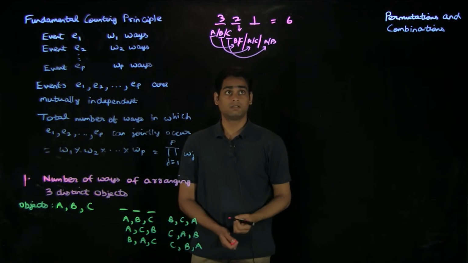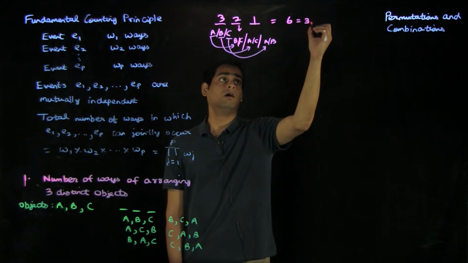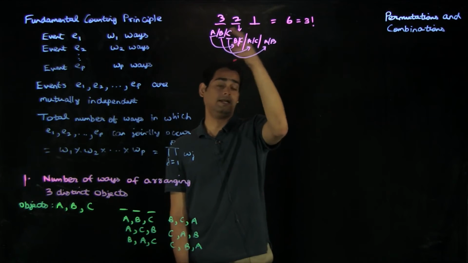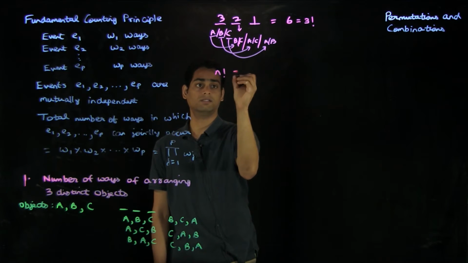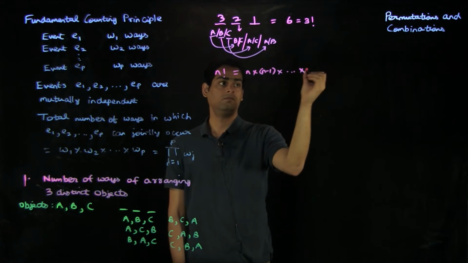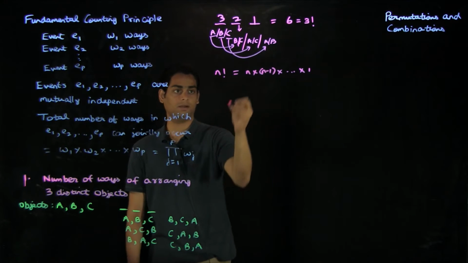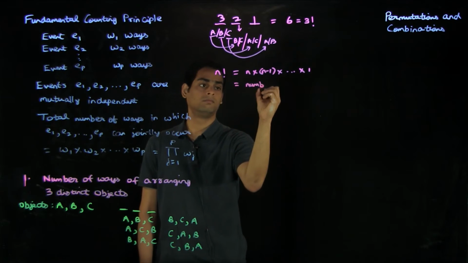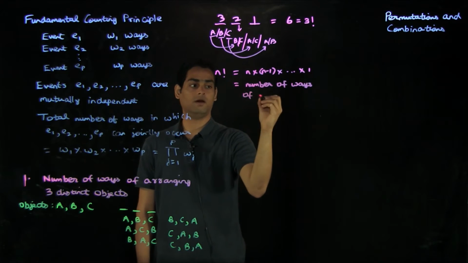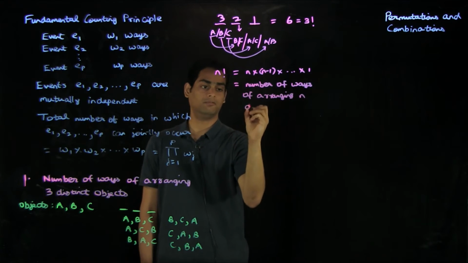And this 6, or this 3 times 2 times 1, can be simply represented as 3 factorial, which is basically 3 times 2 times 1. In general, n factorial is given by n times n minus 1, and so on till 1 for a natural number n. And this is the number of ways of arranging n distinct objects.